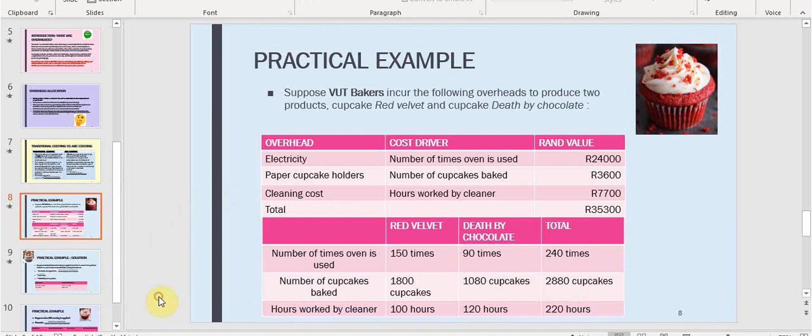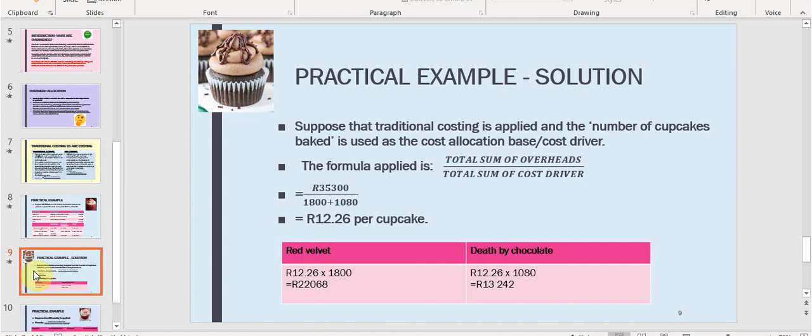So let's suppose that traditional costing is applied. So again, there's two methods. We can do traditional costing, or we can do ABC costing. So I normally tell you in number one or in number A that traditional costing is applied. Please do the calculation. And then I tell you that ABC costing is applied in B or number two, and then you have to do that calculation.